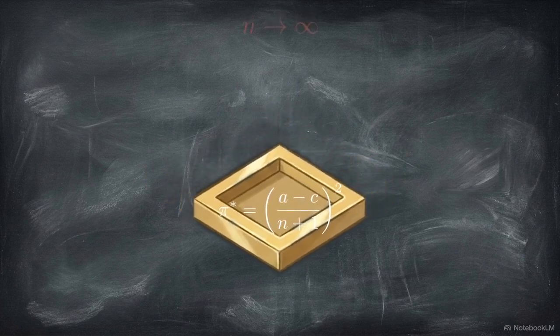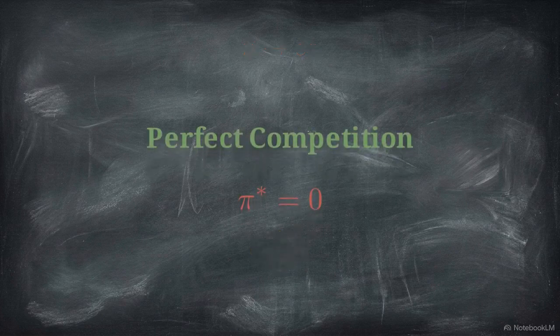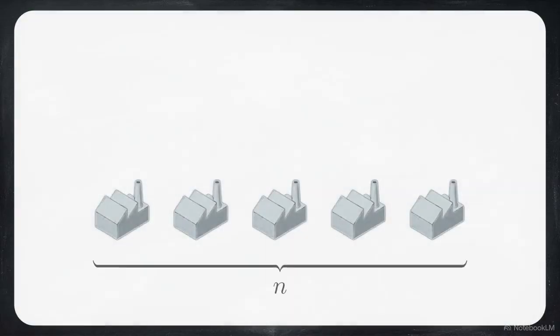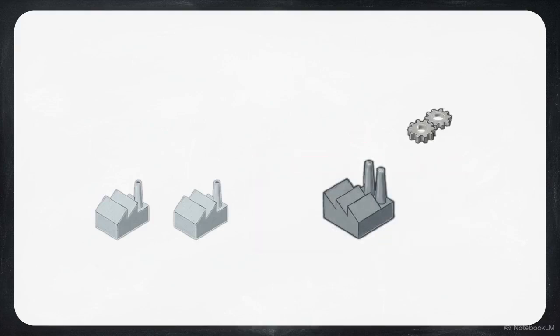As the number of firms, n, approaches infinity, the denominator grows. The profit for any individual firm continues to shrink until it reaches zero, which is the state of perfect competition. In this symmetric market, the total number of firms sitting in that denominator acts as the primary constraint on individual profit.